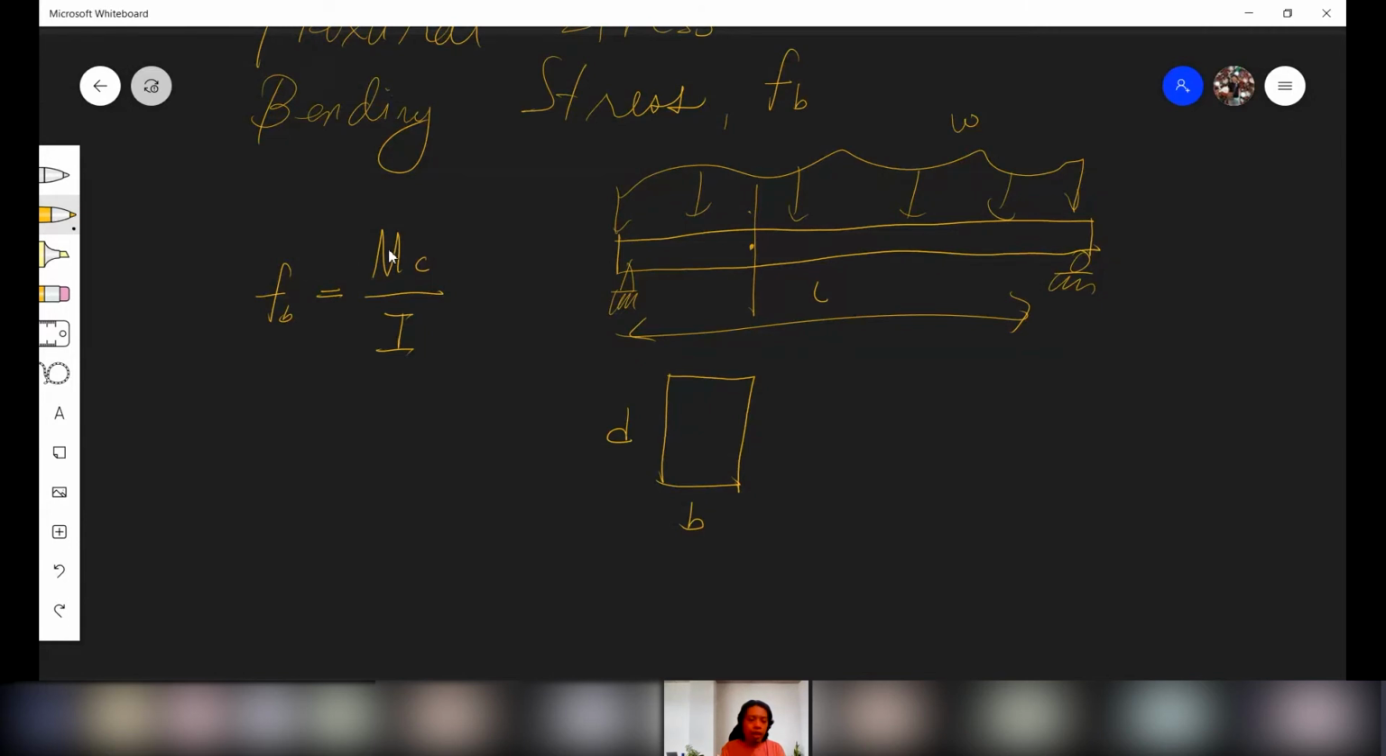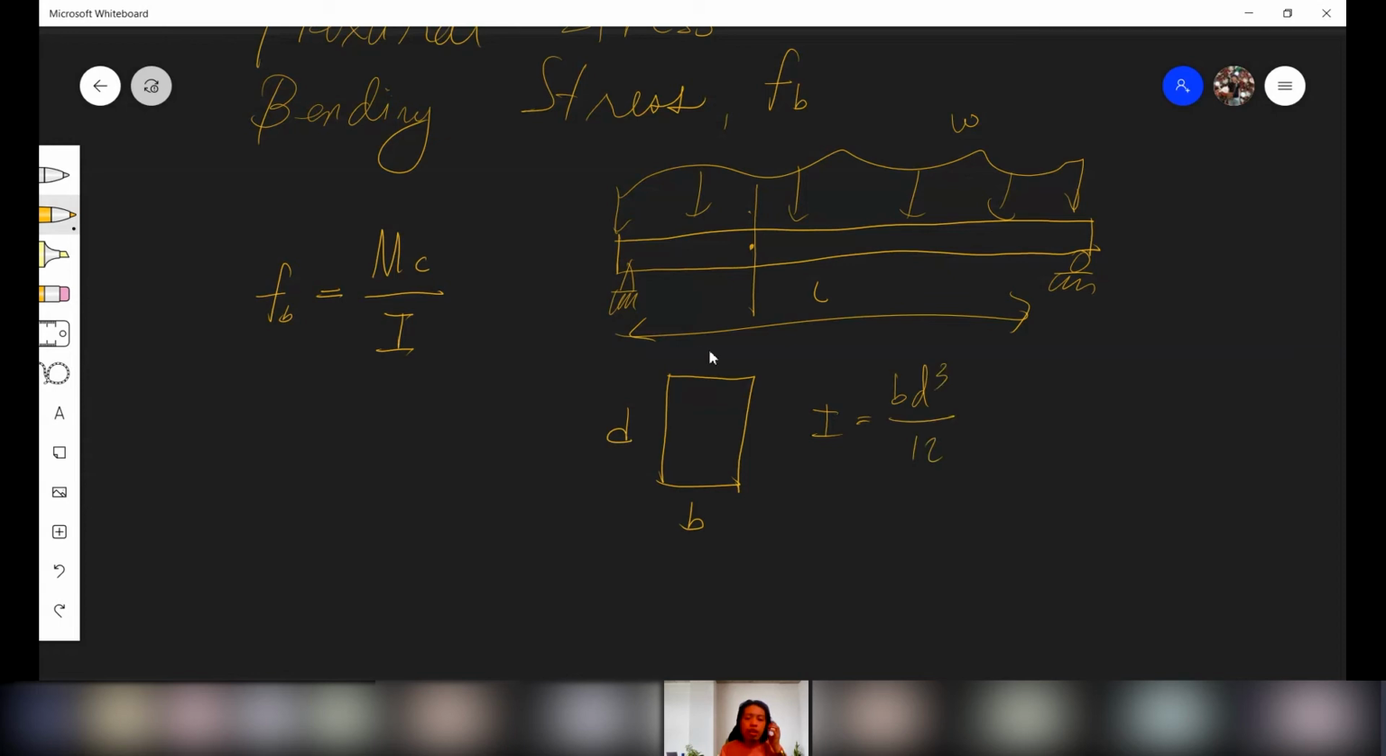M is the moment. I is the moment of inertia of the cross-sectional area of the beam on that section. Since this beam is homogeneous, the material and the cross-sectional area are the same throughout its span. So I is just the moment of inertia of the cross-sectional area, which is equal to BD cubed over 12.